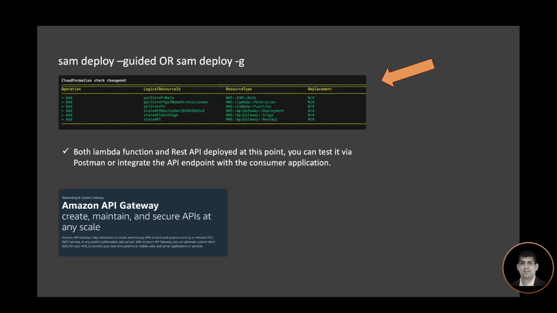Once both the Lambda function and REST API are deployed, I can test via Postman and integrate the API endpoint with a consumer application. Of course, I can log into the AWS console, search for the AWS API Gateway service, and I will be able to see my API through the console also.